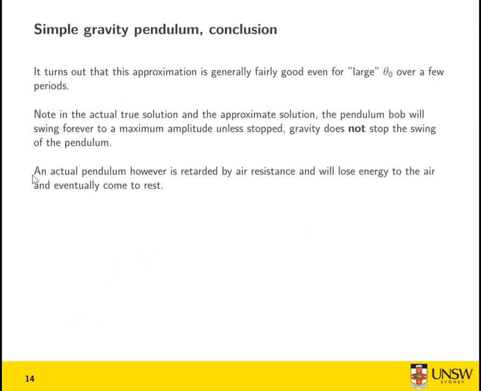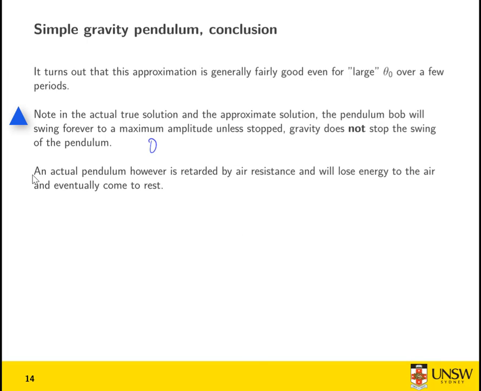Conclusion on simple gravity pendulum. The trick we used to solve our differential equation, which was to say that sine theta and theta were approximately equal, and we said that worked because theta was small. In fact, it works fairly well even for reasonably large theta.